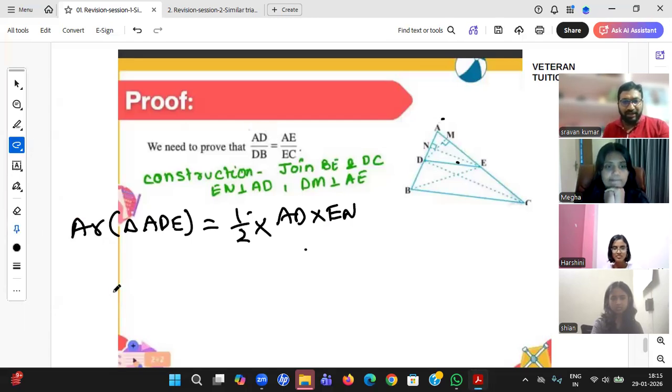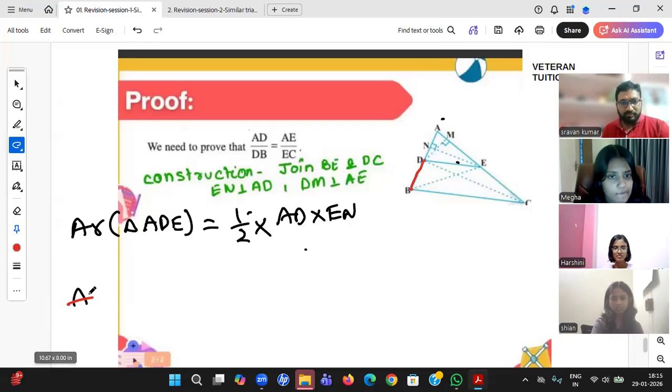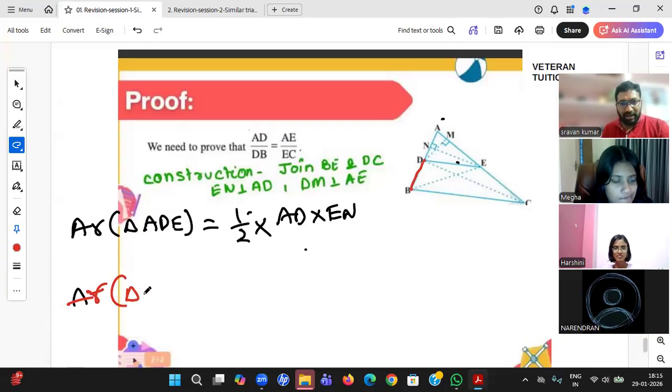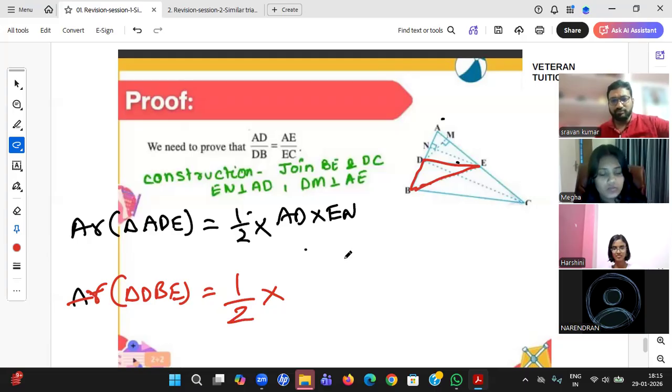Next, please. I want to bring DB in the picture. So which triangle should I take? DB is here. The area of triangle DBE. Absolutely right, so that I can bring DB in the picture. Yes, give me the area. Half into DB into EN.